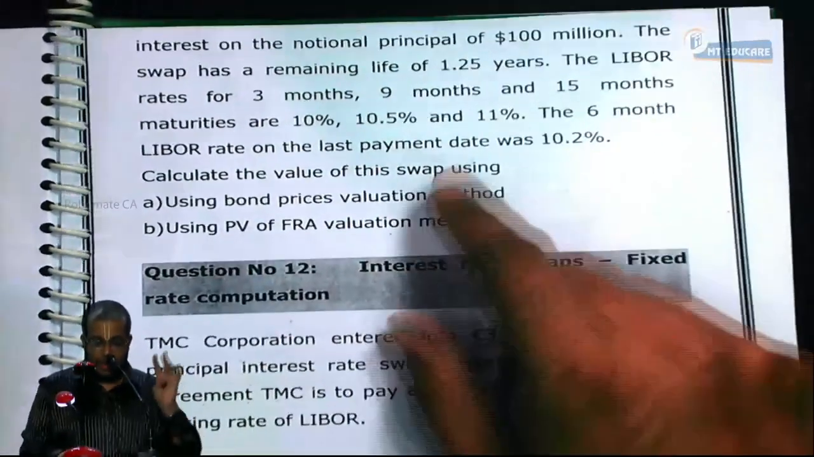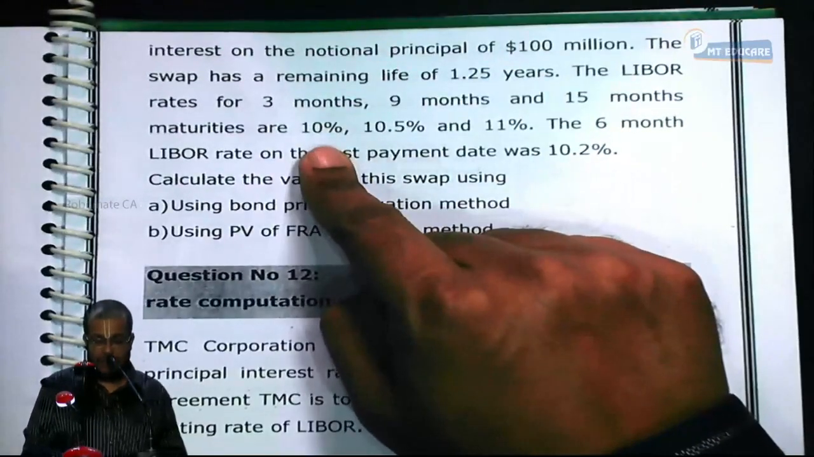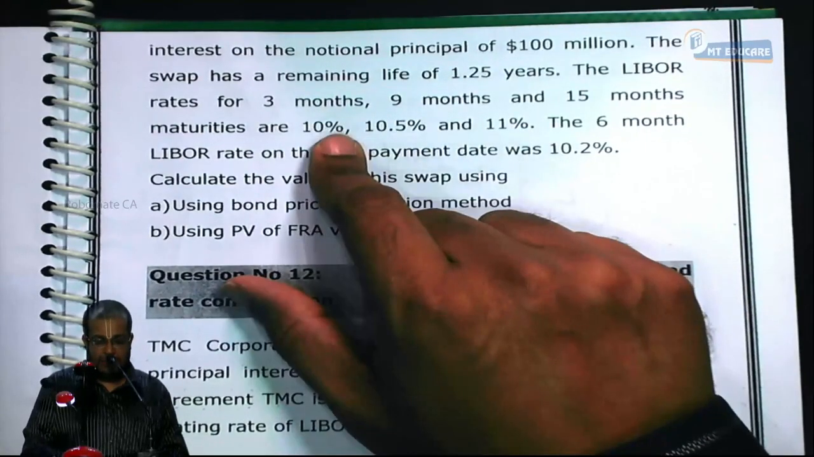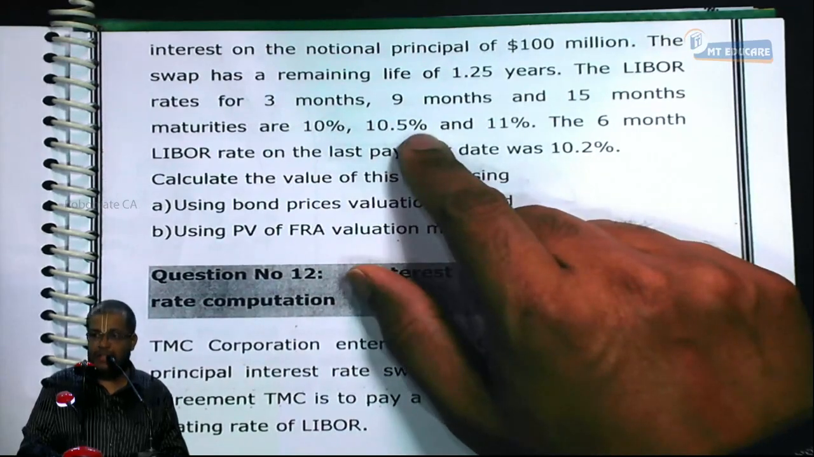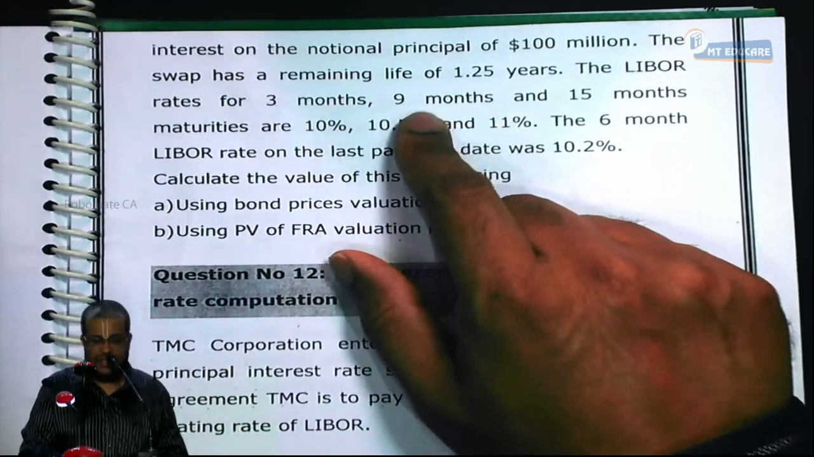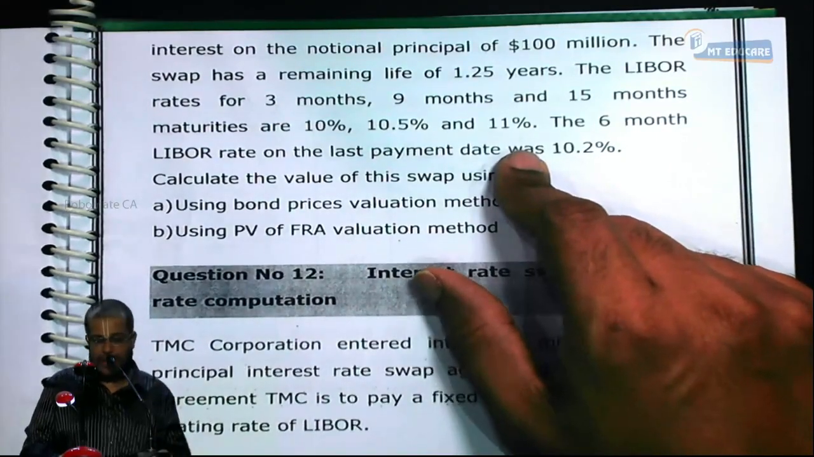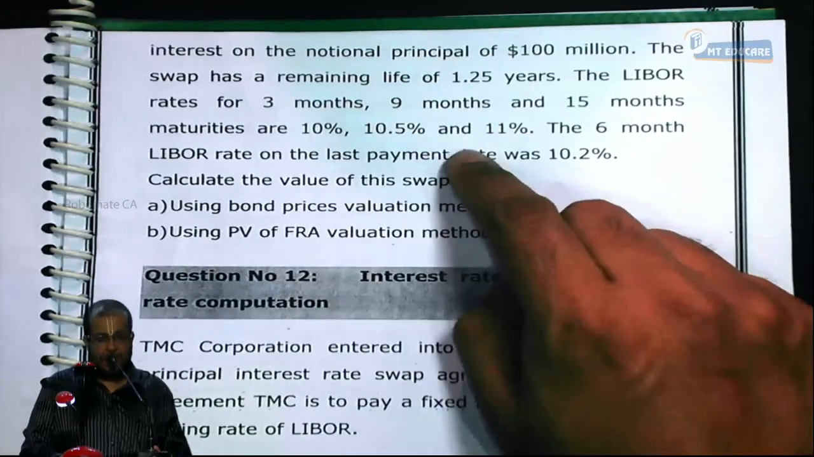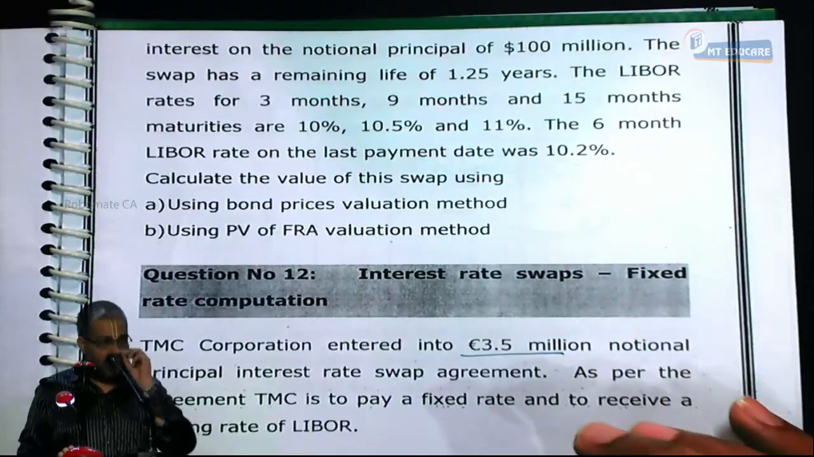Now, today, 3 spot rates are given. One is 10%, 10.5, 11%. 10% is 3 months interest rate. 10.5 is 9 months, that's 3 plus 6. And 11% is 15 months. So this is 3 months, 9 months, 15 months. 3 spot rates are given. Now, I'm going to find out the forward rates. Just follow.